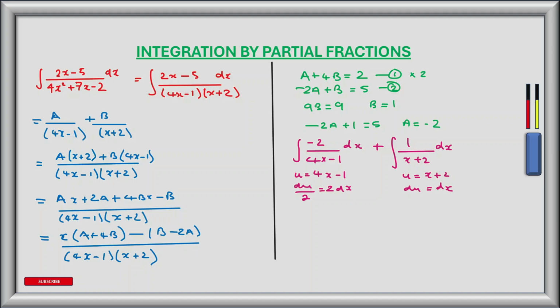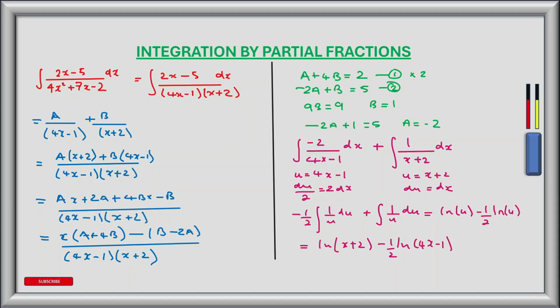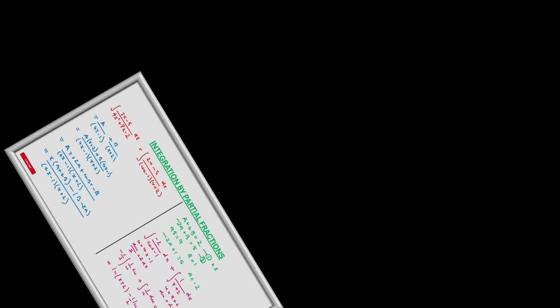And now let's substitute for u in the integrals. We have minus a half, and we want to integrate 1 over u du plus the integral of 1 over u du. So if we integrate this, we get the log of u minus half the log of u. So substituting back in for u in both these expressions, we get log of x plus 2 minus a half times the log of 4x minus 1, and that's plus the constant of integration.